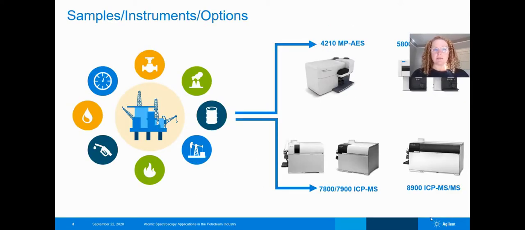So with all these samples and all the various instruments and options, how do you know what to choose? Well, luckily at Agilent, we have various instruments that Paul and Yan will show you in their laboratories to help you analyze all those different samples. We have the MPAES, the ICP-OES, ICP-MS, the single quad, and also our triple quad, ICP-MS/MS. So a lot of those samples you can analyze on various different instruments. It's just going to depend on the requirements that you're looking for to which instrument you choose.